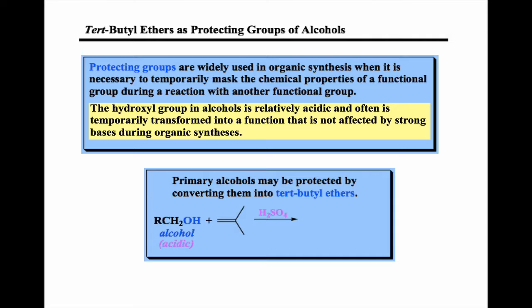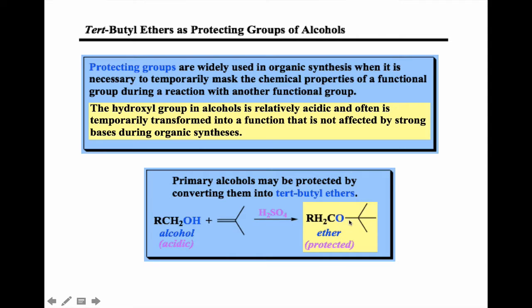And the easiest way to protect alcohols is to convert them into tert-butyl ethers. So you can take the alcohol, isobutylene, and sulfuric acid. Of course, the sulfuric acid protonates the isobutylene, and you end up with a tertiary carbocation. The alcohol then attacks that tertiary carbocation, and you end up making a protected alcohol, which is a tert-butyl ether. Notice there's no hydrogen on the oxygen at this point, so it's no longer acidic.